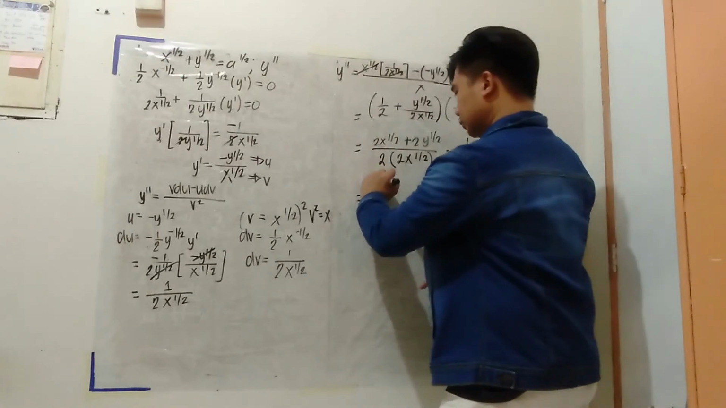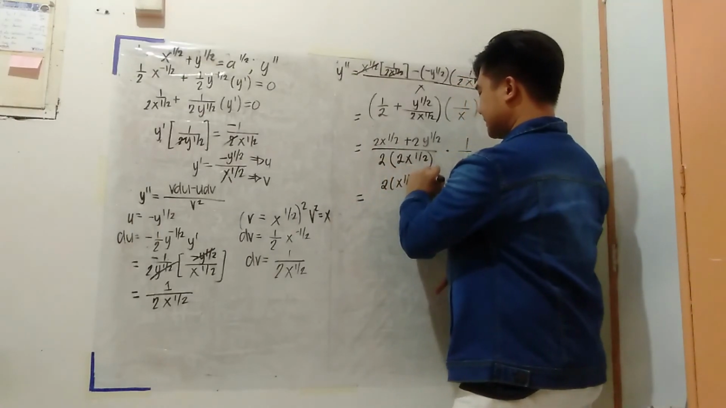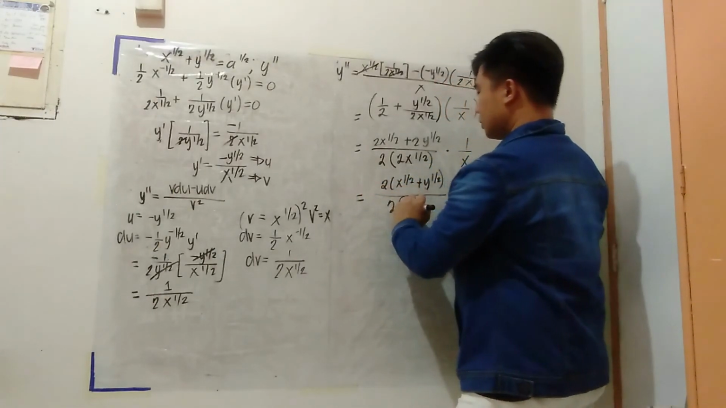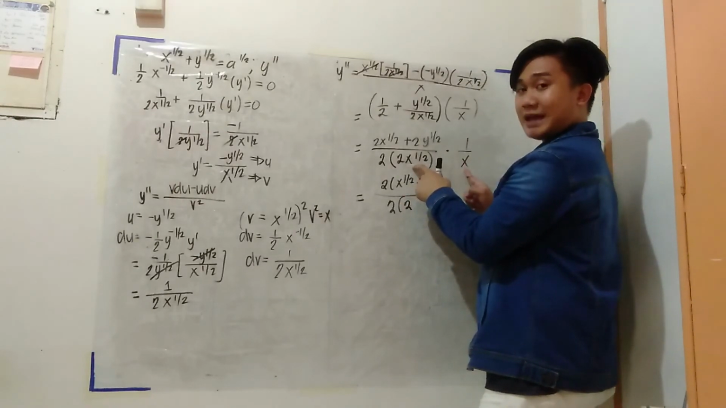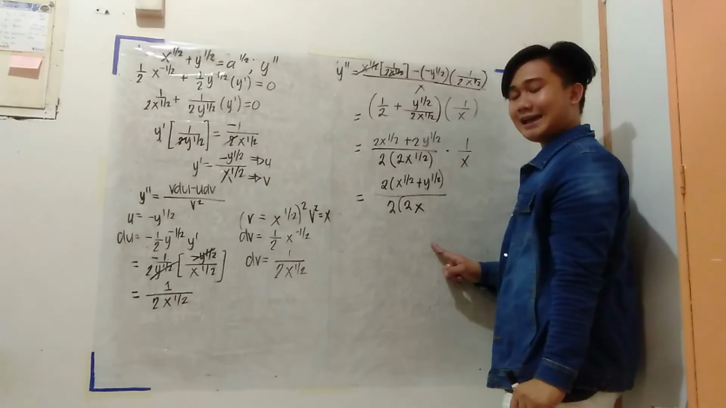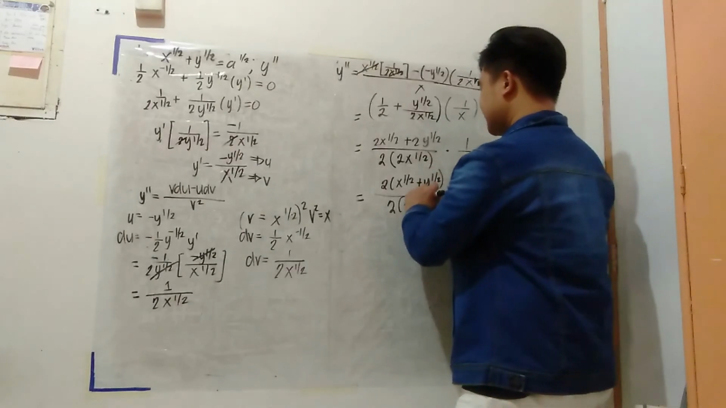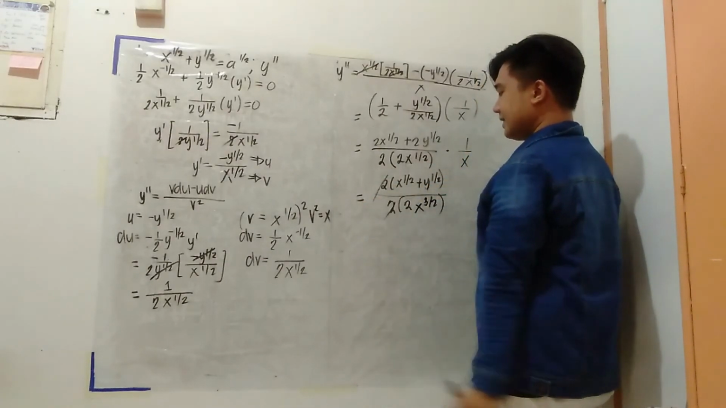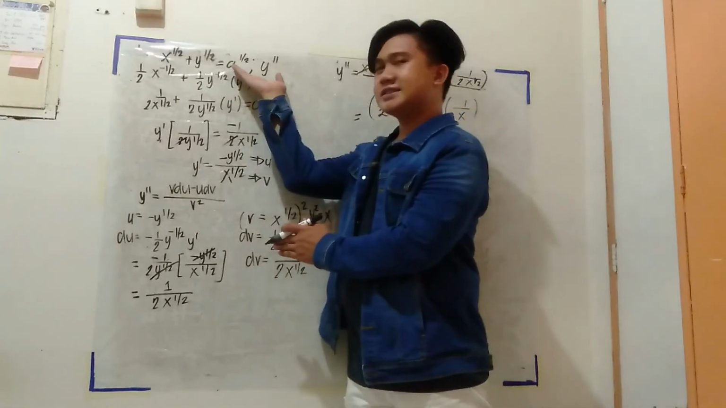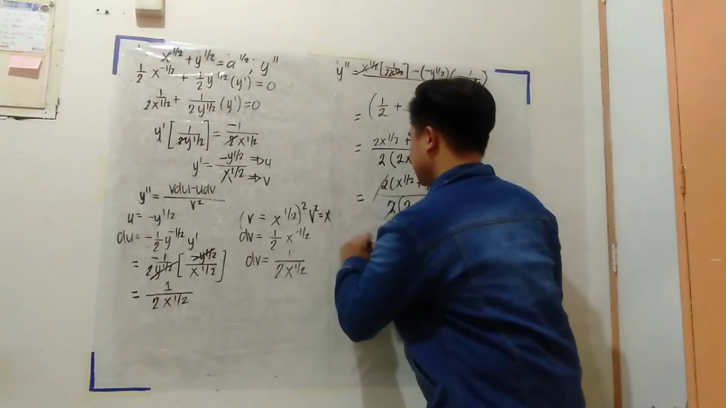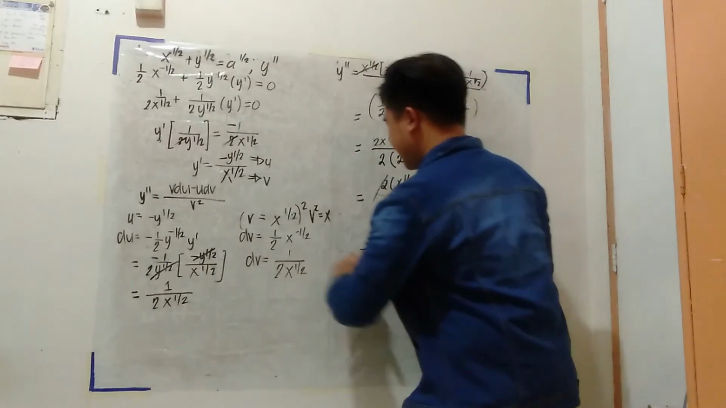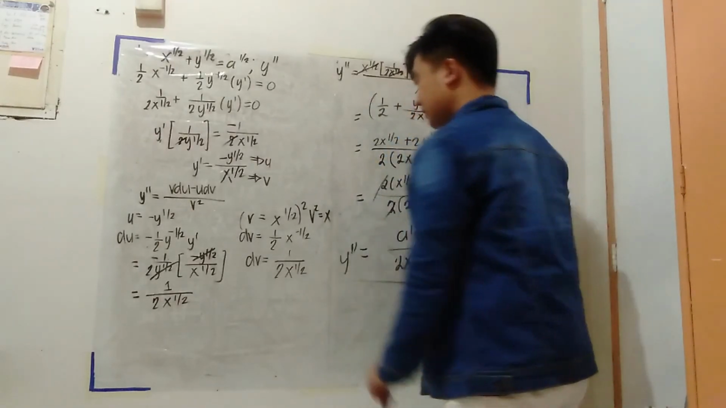So, I factor out the 2. 2 quantity x raised to 1 half plus y raised to 1 half, all over 2 times 2, x times x raised to 1 half times x. Same base? Yes. And then, copy the base and add the exponent. So, 1 half plus 1 is just 3 halves. It can cancel. And then guys, look, x raised to 1 half plus y raised to 1 half. Isn't that just a raised to 1 half? So, I replace that. So, we have a raised to 1 half all over 2x raised to 3 halves. And that is our y double prime.